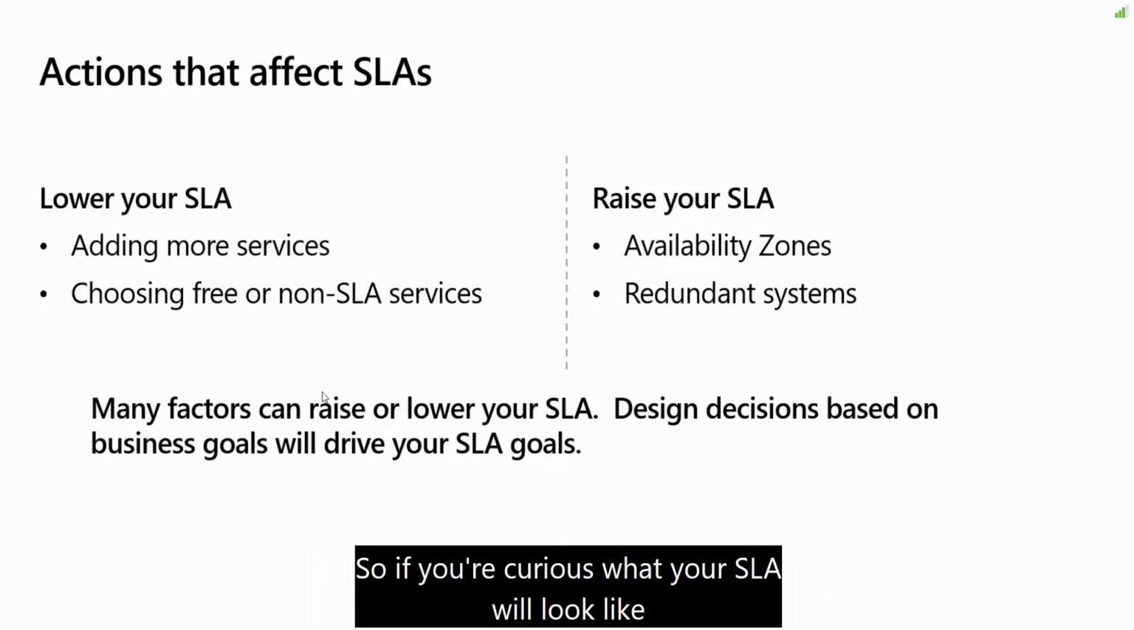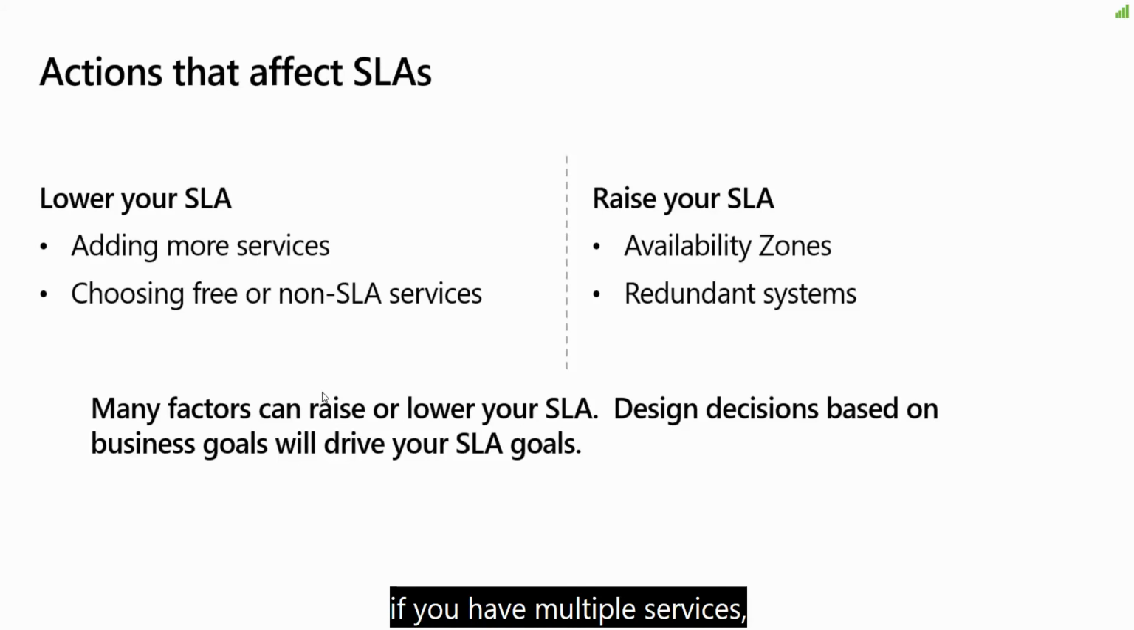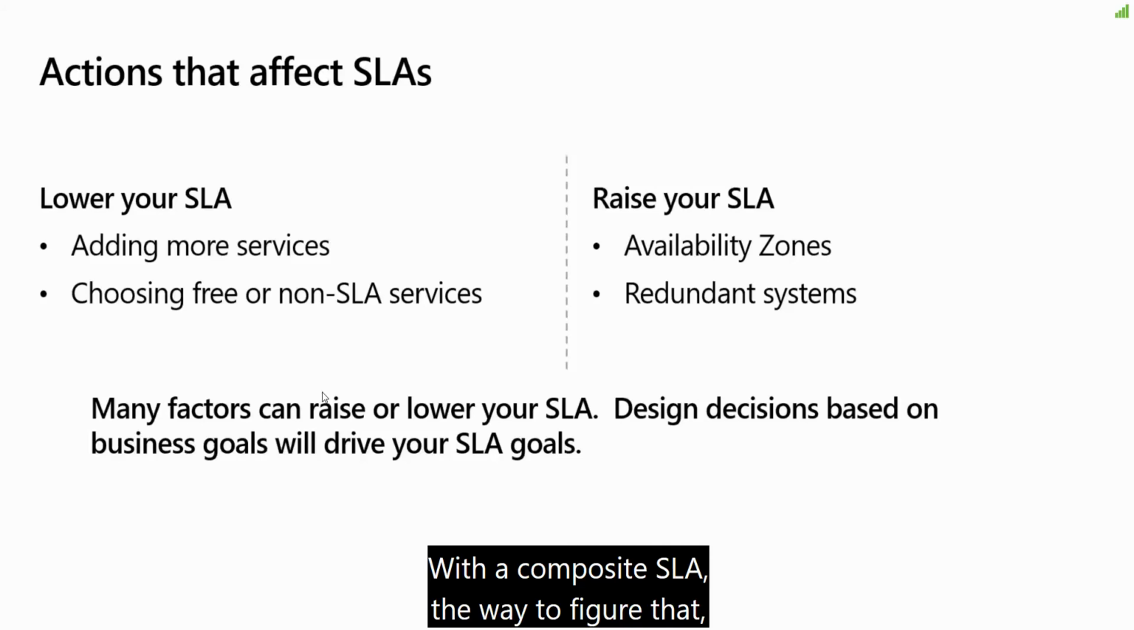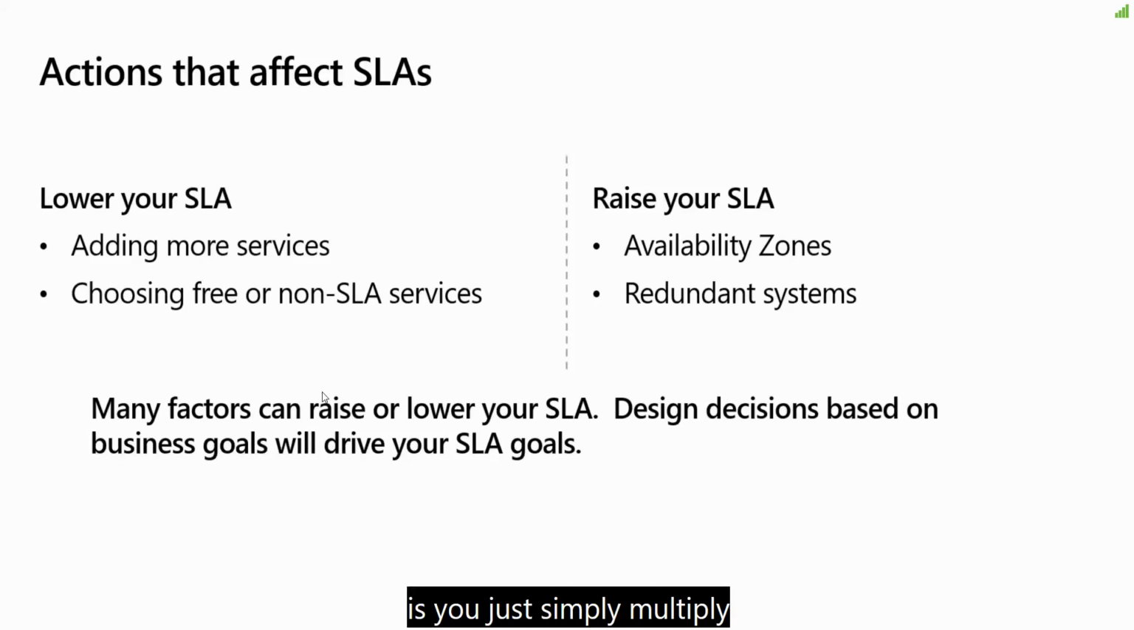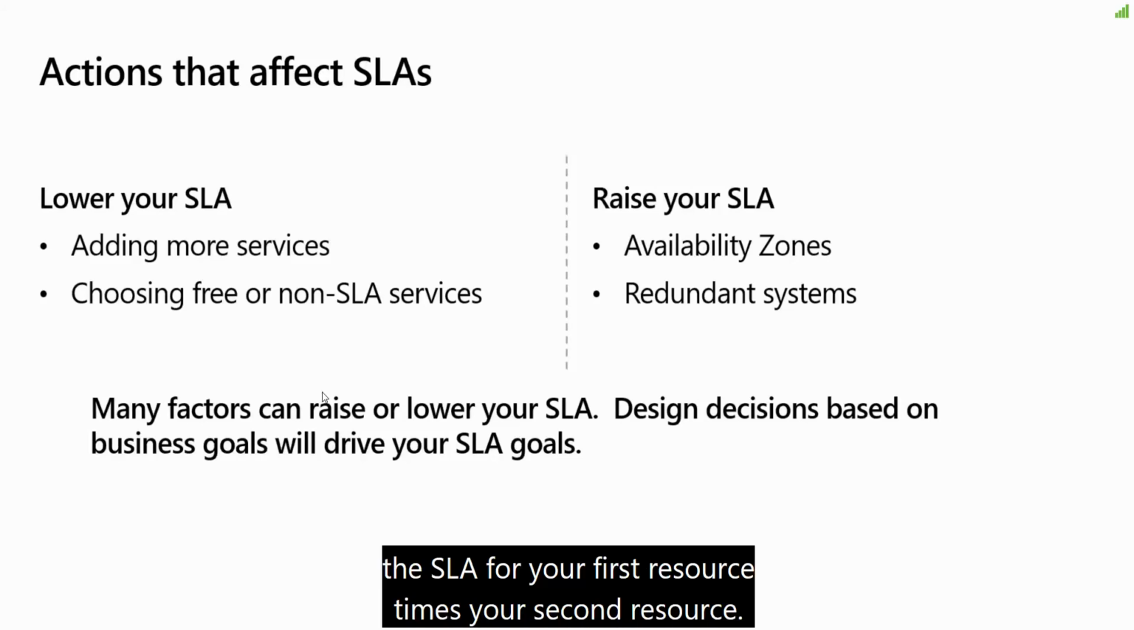So if you're curious what your SLA will look like if you have multiple services, that's what we call a composite SLA. With the composite SLA, the way to figure that is you just simply multiply the SLA for your first resource times your second resource. And you can do this as many as you want.